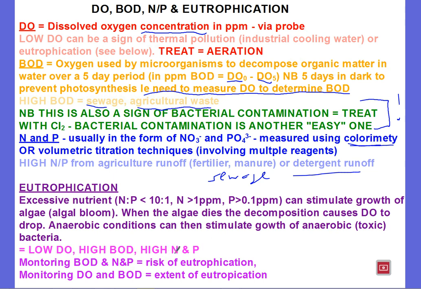How do you monitor eutrophication? If you monitor BOD and nitrogen and phosphorus, that can tell you the risk of eutrophication occurring in a certain waterway, but monitoring DO and BOD can tell you the extent of eutrophication once it's already started.